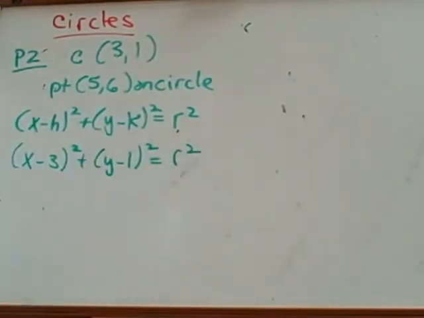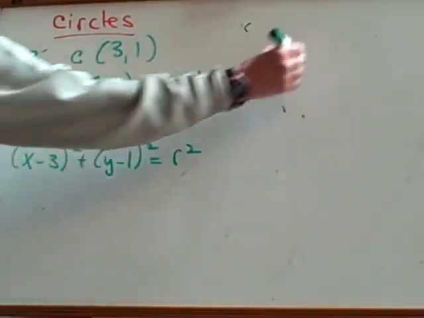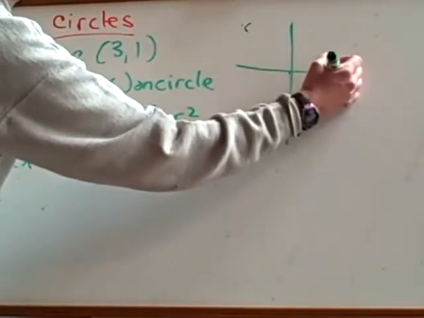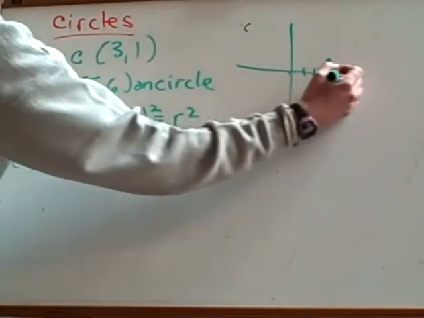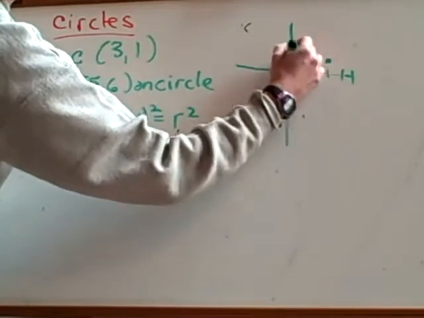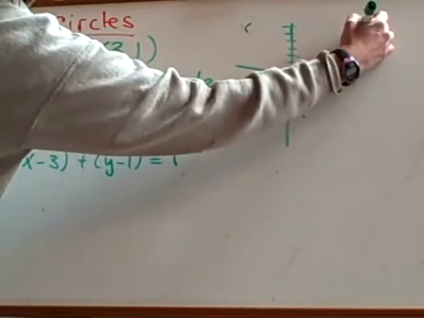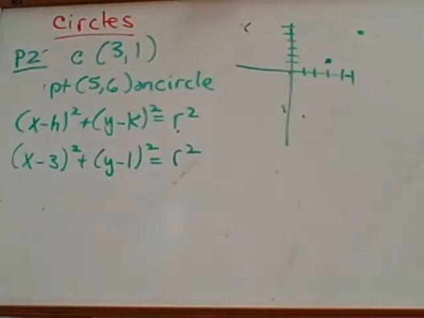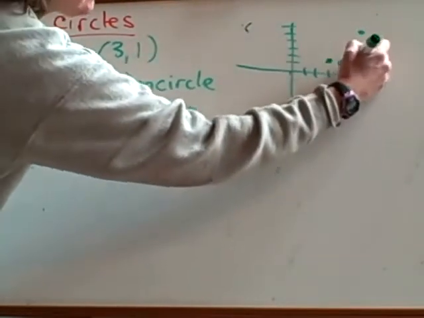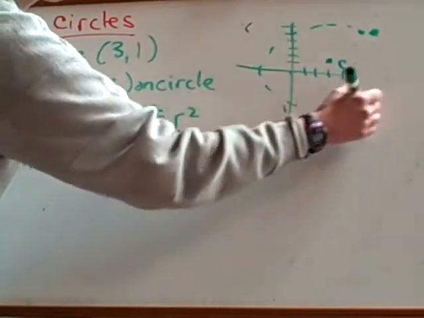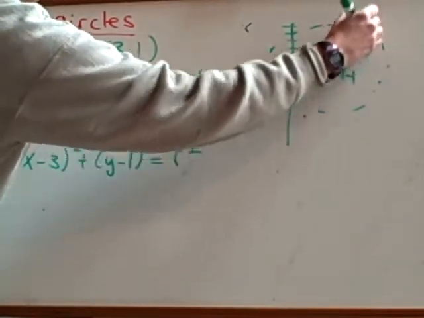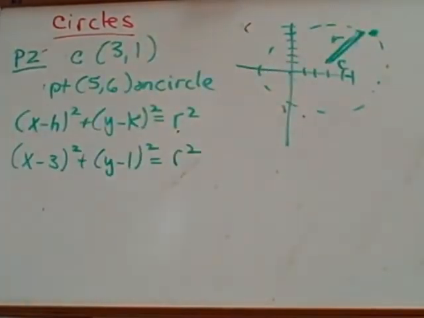Now I've got to figure out what r squared is. Well, let's just take a look at this real quick. It says here that my center's at (3, 1), so it's about here. And then it tells me that the point (5, 6) is actually on the circle, right? So this is my center. This is on the actual circle. Okay, so it's going to look something like this. What is this right here? That's your radius, and we're going to have to use the distance formula with those 2 points. Okay?